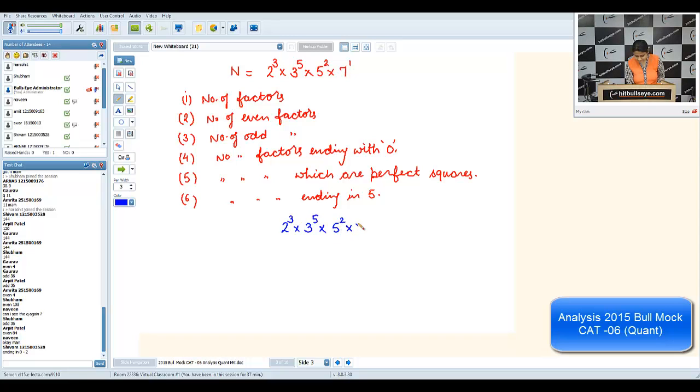This is my number. I want to go into factors. I'm taking the very first part. That was a basic thing. See, a factor is a thing which divides the number completely.